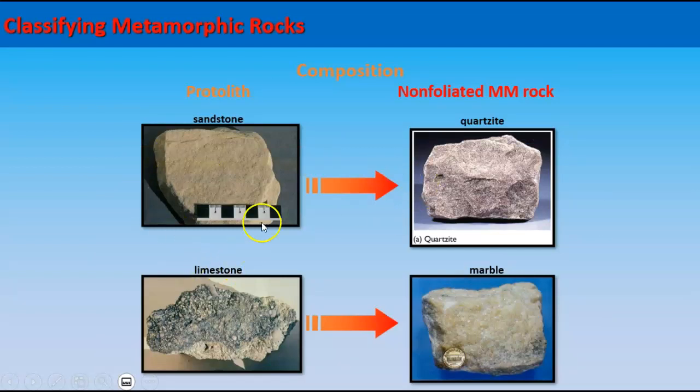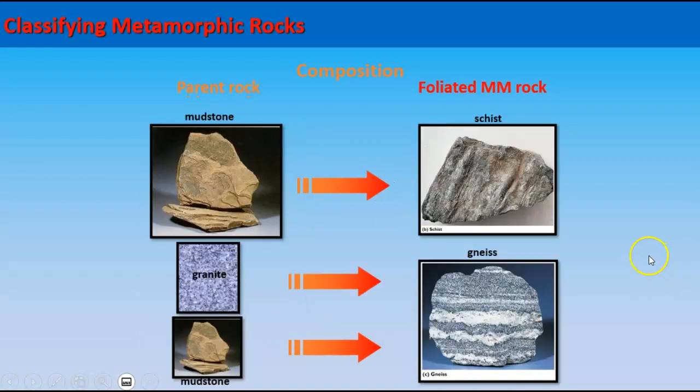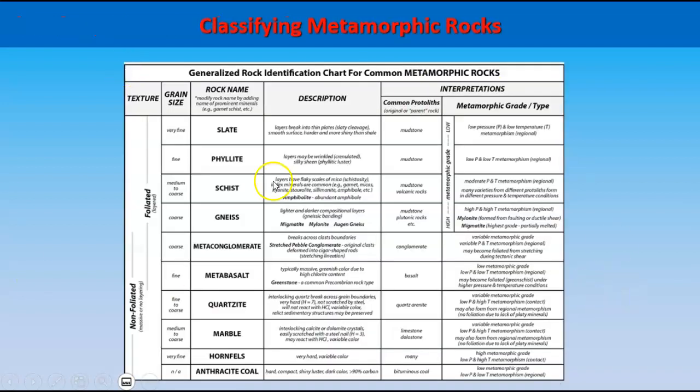And then we talked a little bit about this already, that our quartzite protolith is a sandstone and our marble protolith is a limestone. For our other foliated rocks, typically the mudstone is the most common for slates, schists, phyllites, and even for our gneisses we can have mudstones. And in addition, granite is a protolith for the gneiss. And then once again, here's our lovely chart that we can use to name the rocks. This is something you'll look at when you do the lab.